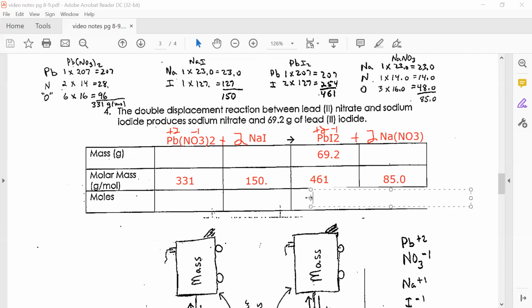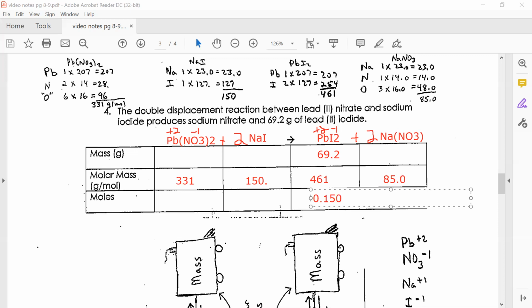All right, so I took 69.2 divided by 461. I'm going to get a number less than 1 here. I'm going to do this, and I believe I get 0.15. And if I were trying to be even more precise, it would be 0.150.